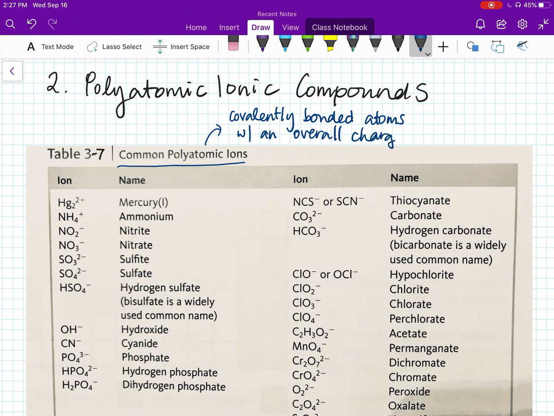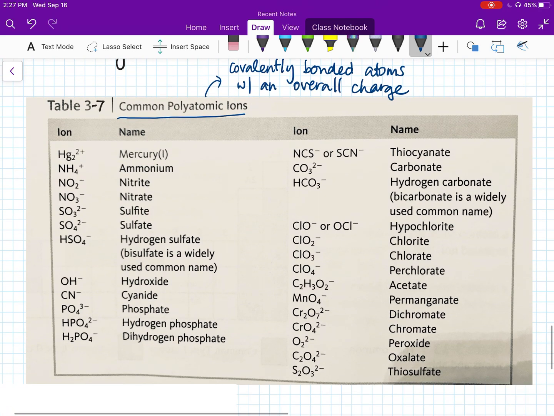So it's really good to have this table on hand because you will need it in order to name any kind of polyatomic ionic compounds. So anything with more than one atom counts as polyatomic. So Hg2 with a 2 plus on it is called mercury(I), because really mercury(I) only exists as this diatomic mercury cation with a 2 plus charge on it. NH4 plus is ammonium. NO2 minus is nitrite, and NO3 minus is nitrate.